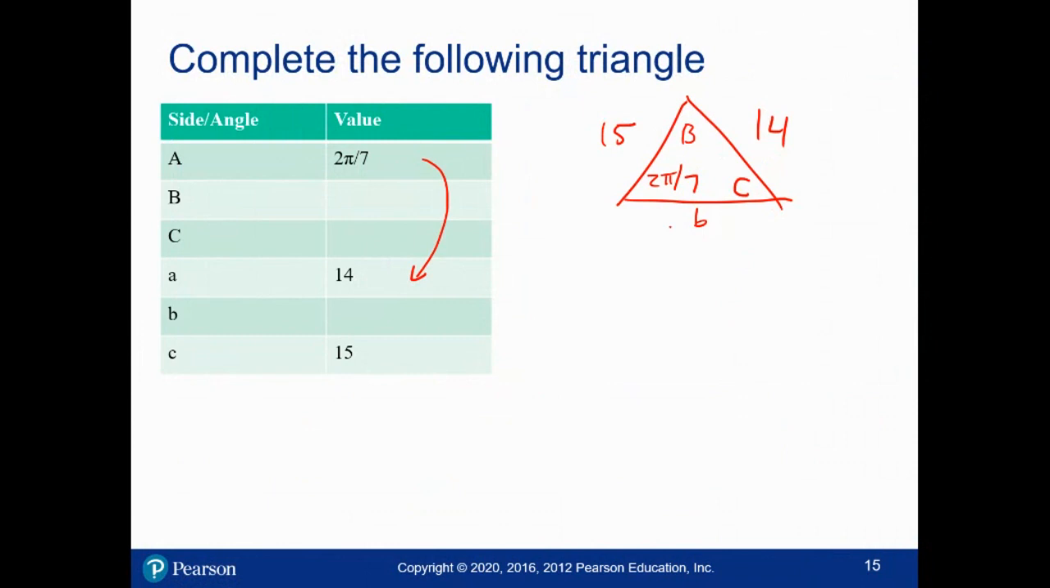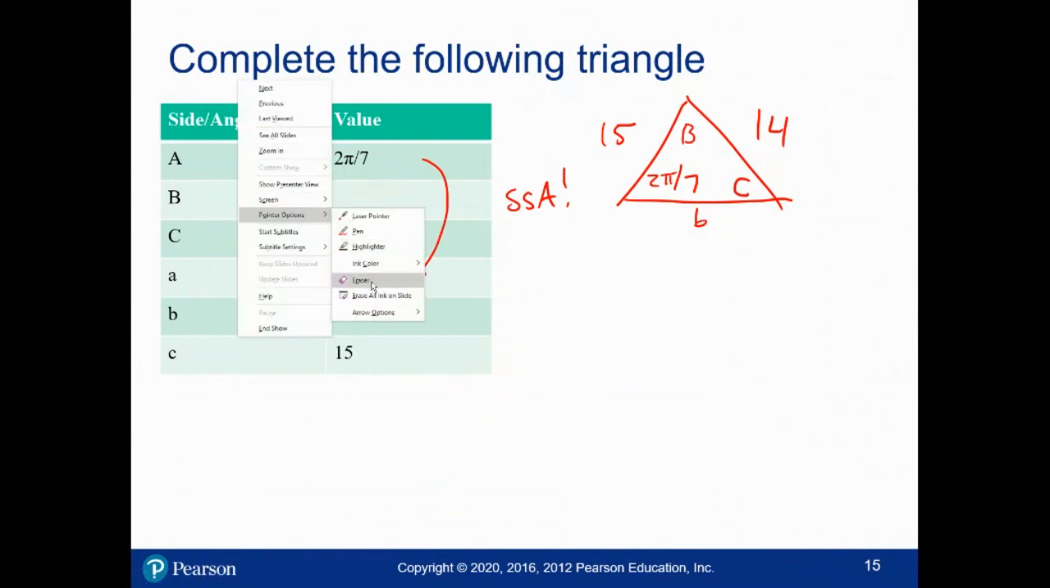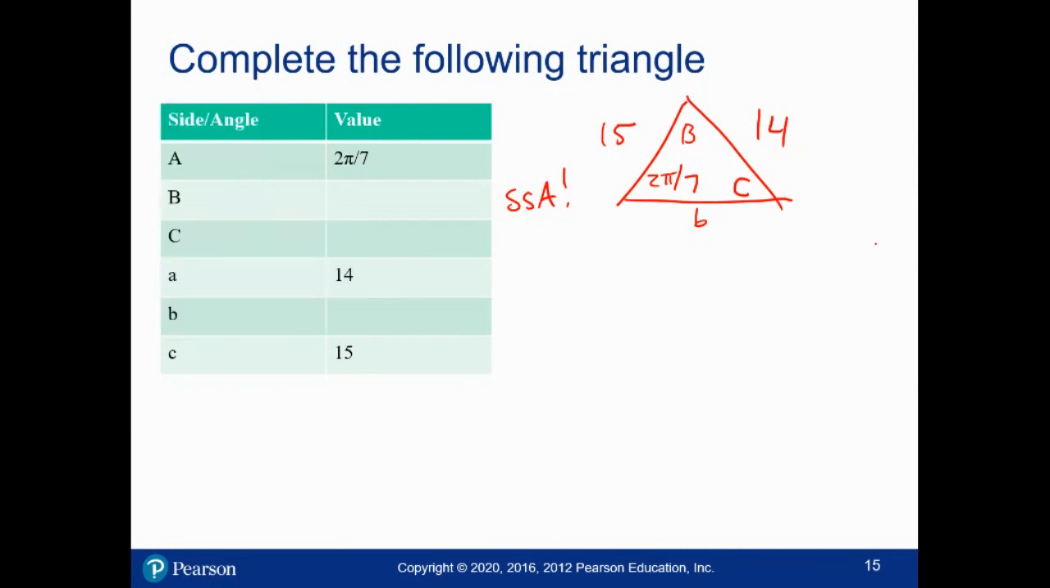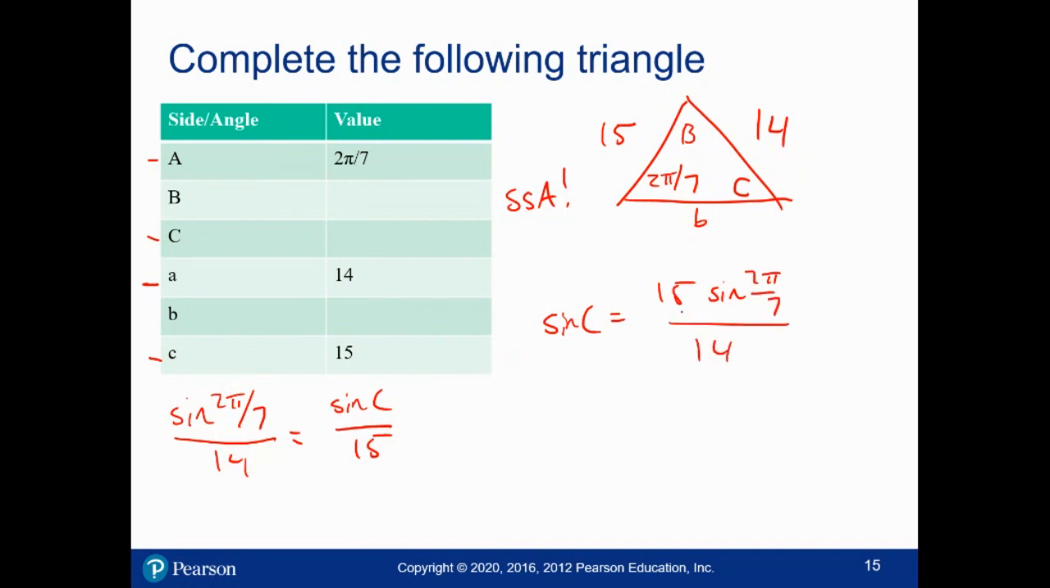So I've got two sides and an angle, and the angle is not in between them. This is SSA, which is a possible non-congruence, but it does suggest use the law of sines. So I'm going to use the law of sines in a way that takes the two sides I know against this angle and this unknown angle. So I'm going to say the sine of 2 pi over 7 over 14 is equal to the sine of C over 15, from which I end up with the sine of C is 15 times the sine of 2 pi over 7 over 14.